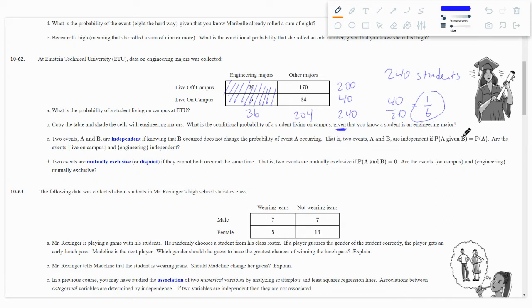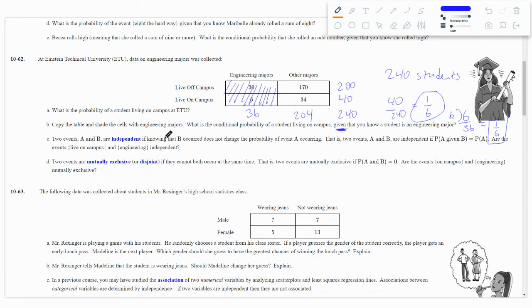So we're changing the sample space. It's not out of 240 anymore. It's out of 36. There's 36 total engineering majors. So of that, how many live on campus? Well, we have this 6 here. 6 people live on campus out of the total 36 engineering majors. So we have 6 over 36 for part B. But again, we can reduce it, and it ends up being 1 over 6.